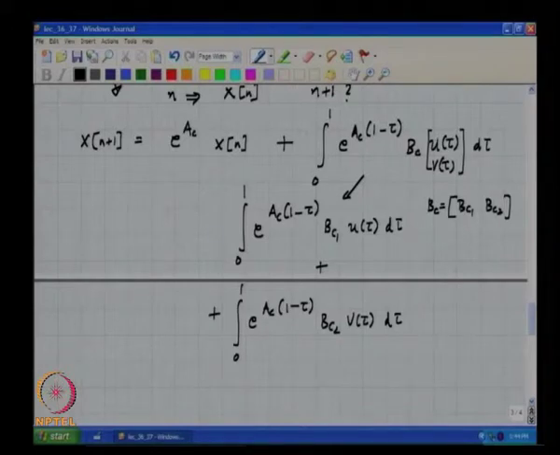All right, and u of tau and v of tau are both, you can think of them as u of n times 1, and similarly this is v of n times 1. Is this clear?